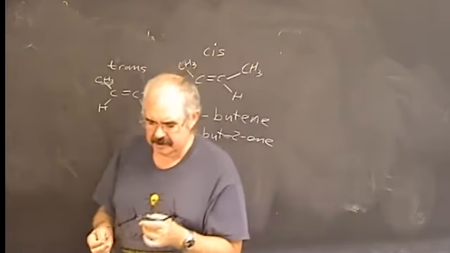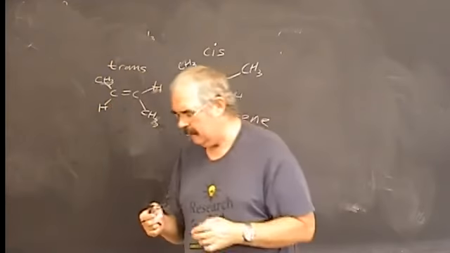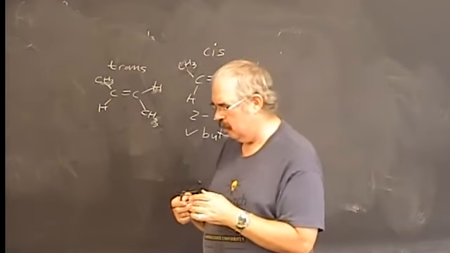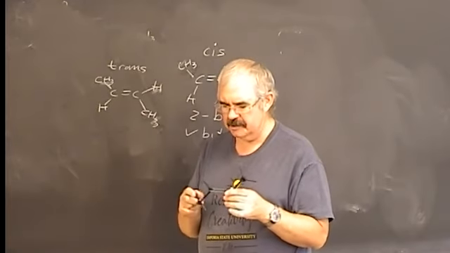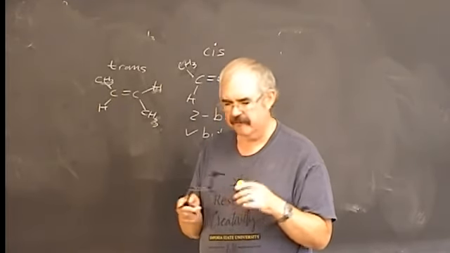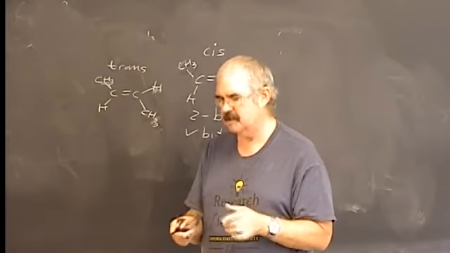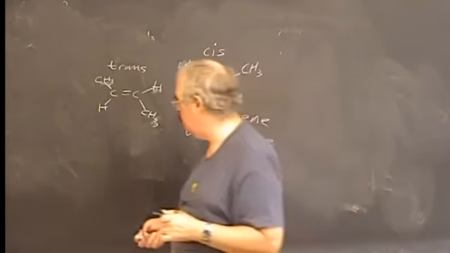Okay, these are what are referred to as stereoisomers, a type of stereoisomer called cis-trans or geometric, because the carbon skeleton is the same, the position of the functional groups is the same, it's between 2 and 3, but the 3-dimensional shape is different.